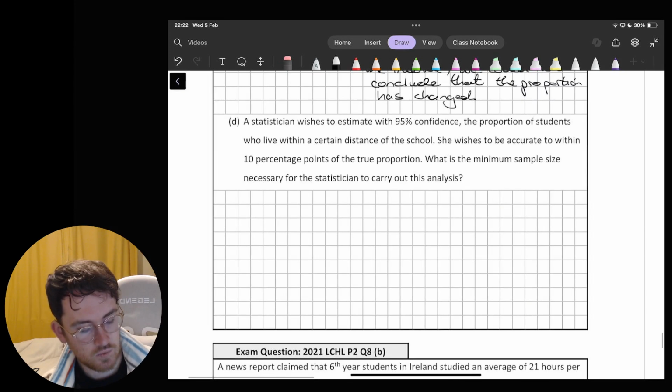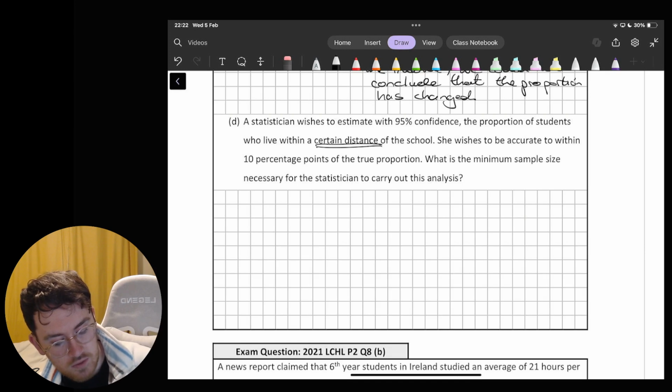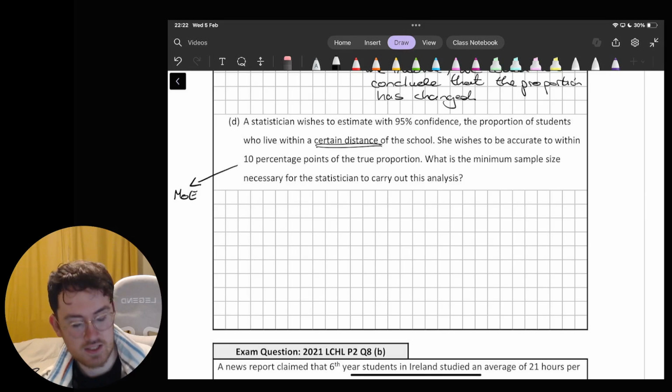Okay, a statistician wishes to estimate with 95% confidence the proportion of students who live within a certain distance. Okay, they're not giving us that distance. She wishes to be accurate to within 10 percentage points of the true proportion. What is the minimum sample size necessary for the statistician to carry out this analysis? Okay, so what we're looking for here is for the margin of error to be 10 percentage points.